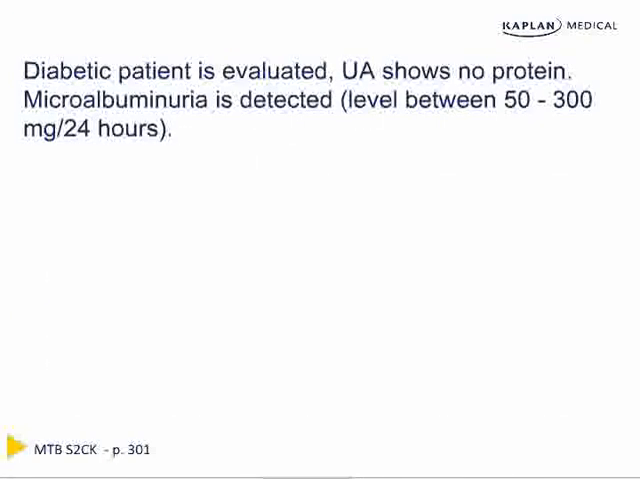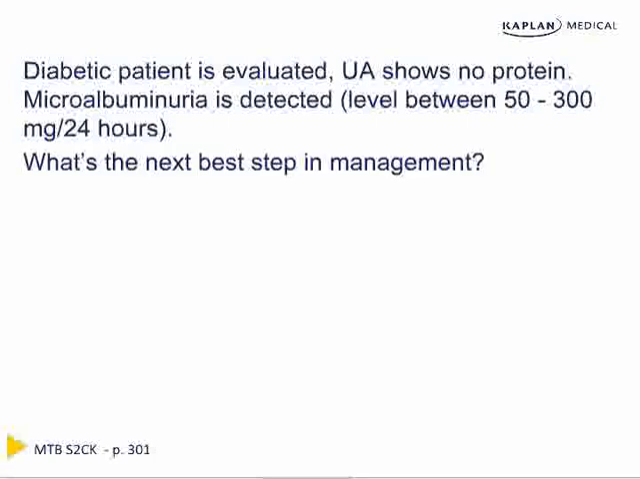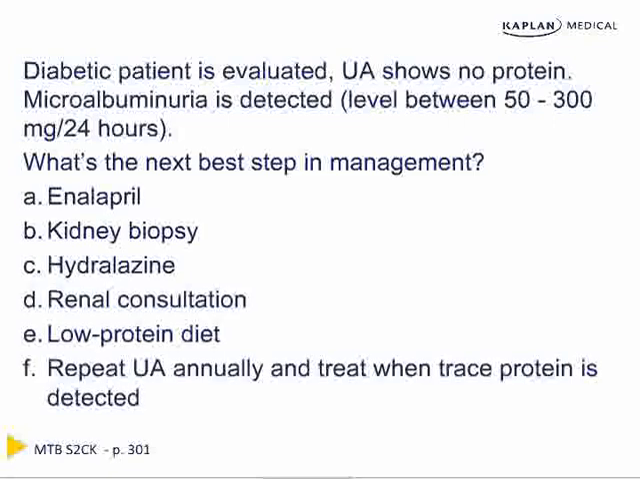Now let's apply what we've learned so far to a clinical vignette similar to one you might see on the USMLE Step 2. Here we've got a diabetic patient who's being evaluated. The urinalysis shows no protein, but it does show microalbuminuria at a level between 50 and 300 milligrams per 24 hours. The question is, what is the next best step in management? Our answer choices are enalapril, kidney biopsy, hydralazine, renal consultation, low protein diet, or to repeat the urinalysis annually and treat when trace protein is detected.